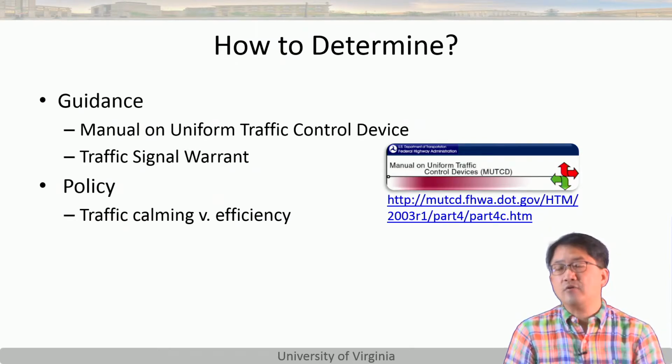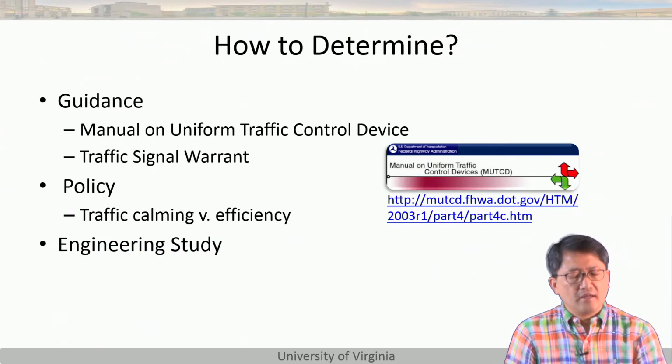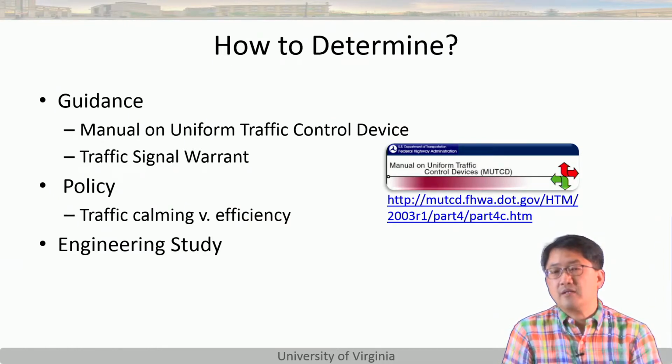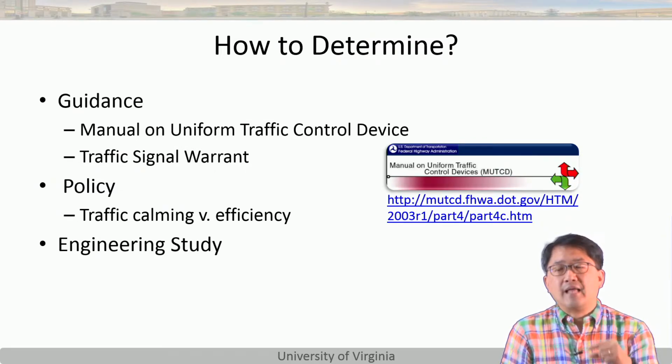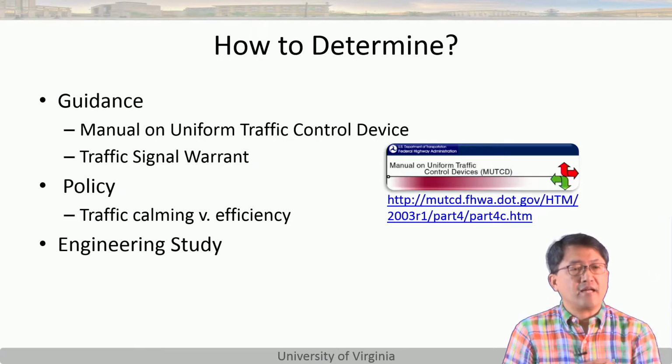Or efficiency-wise, you want to have good progressions. How do you have the policies on those? And also needing to have an engineering study. This is again the issue of lawsuits and liabilities. The warrants in the MUTCD are not about "we shall have a traffic light if the conditions are met."